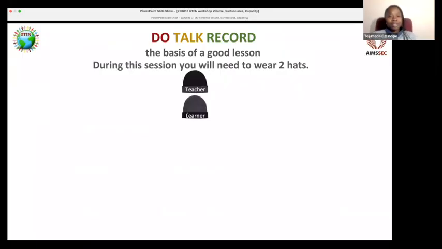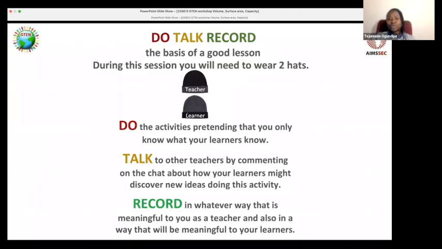Okay, so we want you to take 2 roles. Basically, you'll be wearing 2 caps. So the first one, you'll be a teacher and also a learner. So you'll be able to do the activities pretending that you only know what your learner knows. So when you are acting like your learner, then you pretend as if you only know exactly what your learner knows. I want you to start thinking about it. Then you talk to other teachers about what is on your mind, and about how your learners might discover new ideas doing this activity. So we want you to do that.